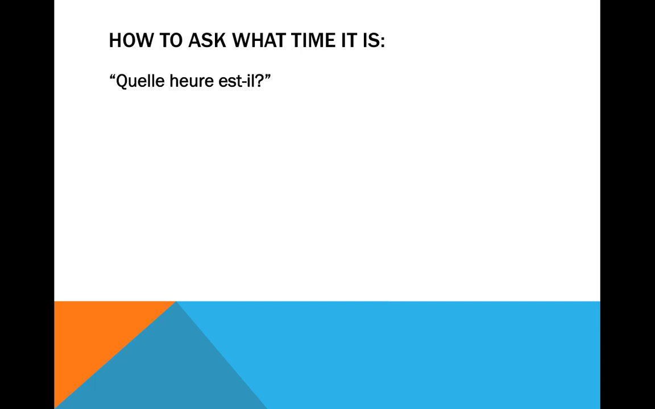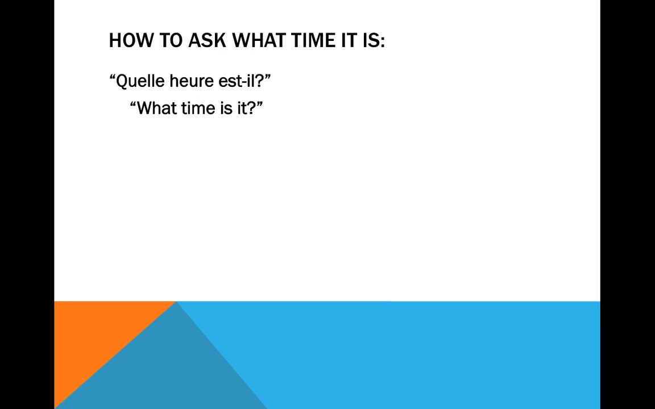So there's two ways to ask what time it is. The first one is by asking quelle heure est-il? This one is more common. It means what time is it? And here we see a classic example of inversion question asking. So it literally means what hour is it, but we would translate that to what time is it.